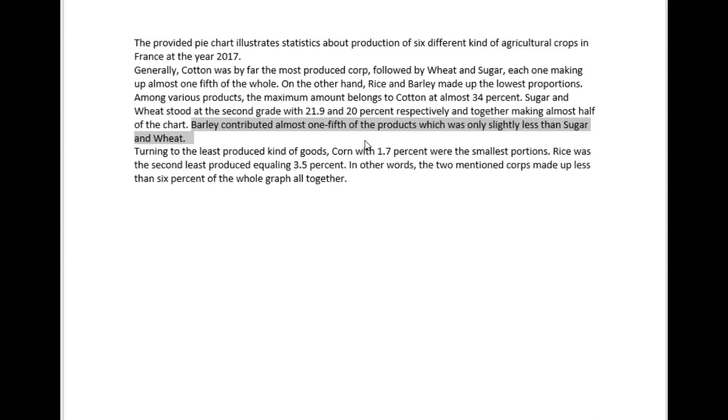Turning to the least produced kind of goods, corn with 1.7% was the smallest portion. Rice was the second least produced, equaling 3.5%. In other words, the two mentioned crops, careful, made up less than 6% of the whole graph altogether. Okay, so you mentioned everything you're supposed to mention.